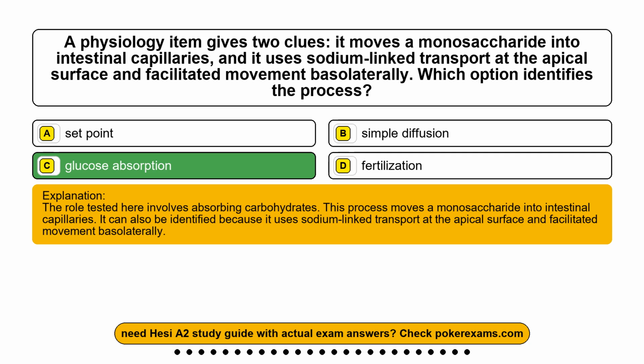The role tested here involves absorbing carbohydrates. This process moves a monosaccharide into intestinal capillaries. It can also be identified because it uses sodium-linked transport at the apical surface and facilitated movement basolaterally.